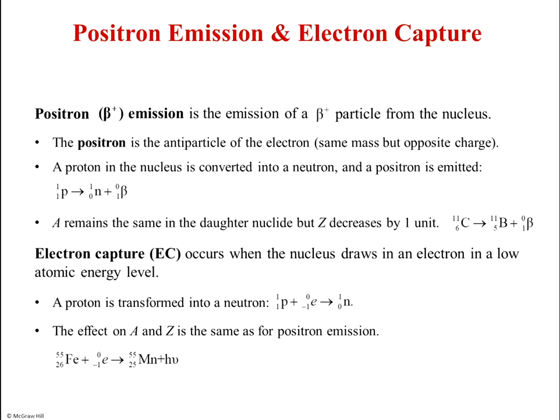The effect on A and Z is just the same as for a positron emission. So our A value remains the same, but we see that the nuclear charge decreases by 1 unit. So here we see iron-55 capturing an electron to form manganese-55, with the emission of a high energy photon.